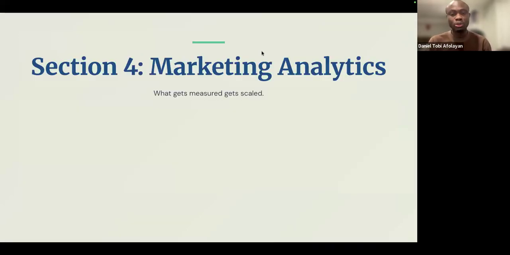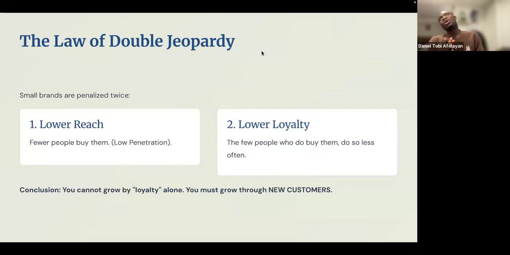Now, let's see, how do we measure our campaigns? We've seen the funnel. We've seen how to push people through the funnel. Now, how do we measure what we are doing?